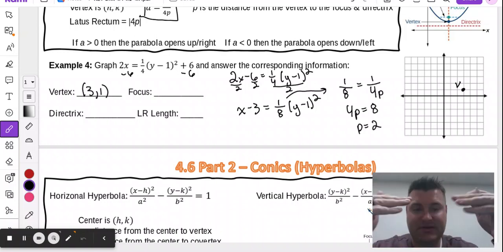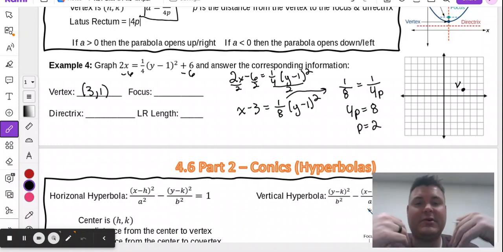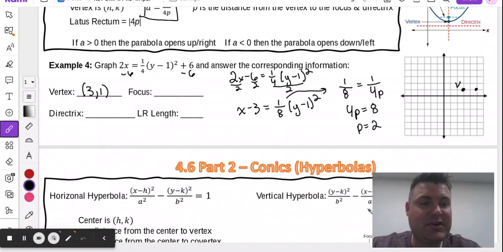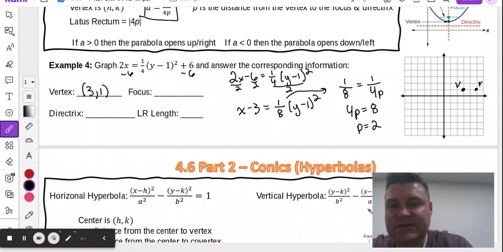And it's either up, down, left, or right. How to figure that out? We are an x equals equation, so we are either left or right. 1/8 is positive, so we are going to the right. So the focus is 2 units to the right. And I'll put a little F right there for focus. Okay. So what's the coordinate point of the focus? 5, 1.